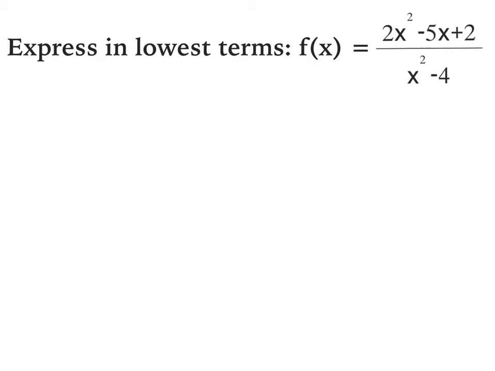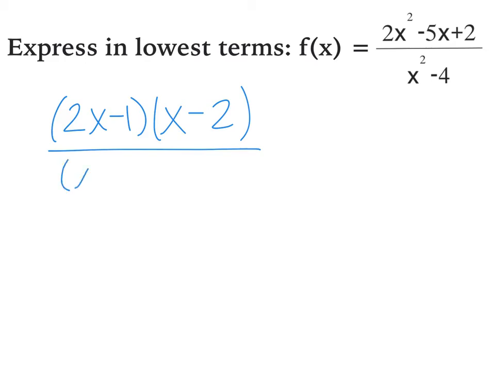Before I move on and do anything else with this function, I want to express it in lowest terms if possible. That's going to make my life so much easier. For this rational function, I'm going to try to factor both numerator and denominator and see if there's anything that I can cancel. I'm going to use my factoring method here, pull out the things from our last slide, and see what I end up with.